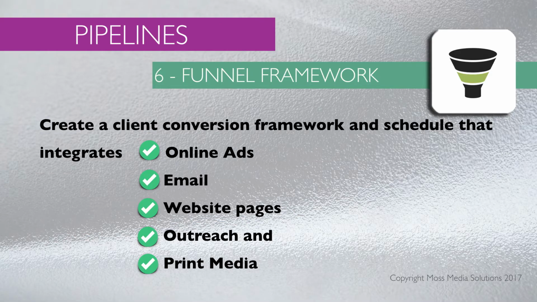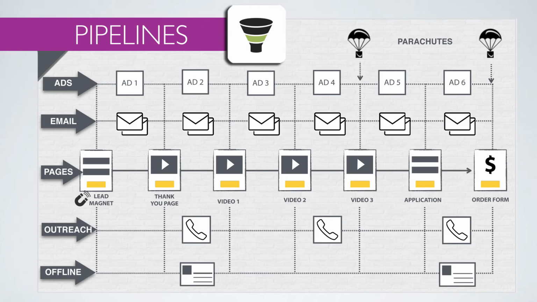What this involves is the creation of a client conversion framework and a schedule that integrates online ads, email, website pages, various forms of personal outreach, and print media. It would look something like this. I know this just looks like a great big switchboard of some kind, but each one of these things is essentially a pipeline of its own: online advertising, out-of-home advertising, email, website pages, again, outreach either through the telephone or one-to-one, or print media at the bottom, but they're coordinated in such a way that your prospective client finds you everywhere.